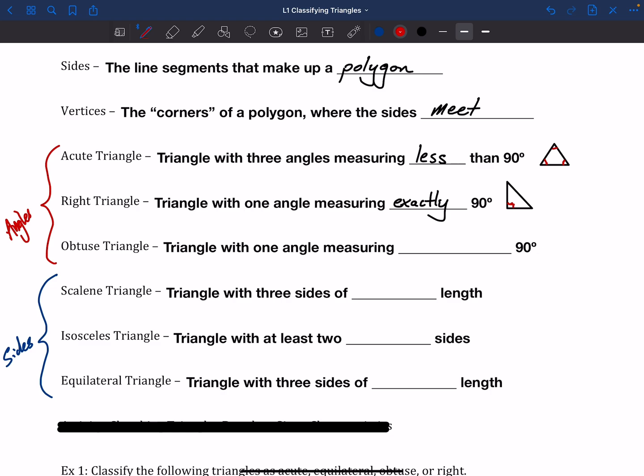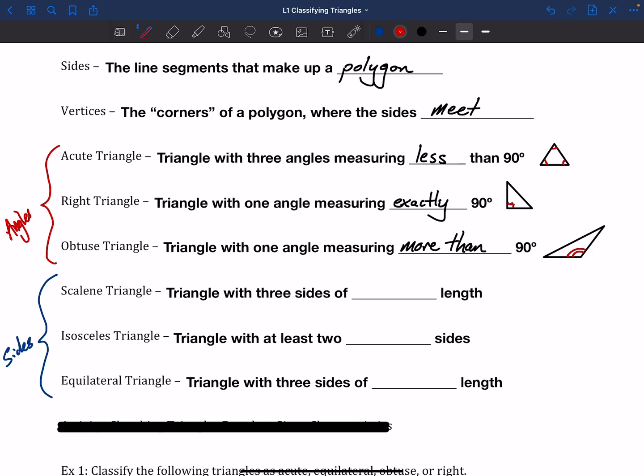And then we've got an obtuse triangle. This is a triangle with one angle measuring more than 90 degrees. These ones you may not have run into too much in the past, but you can kind of imagine it. It's just a triangle that might look something like that. It's got this one big angle in there that is bigger than 90 degrees, so it's kind of elongated like that. So we can name them by the types of angles they have.